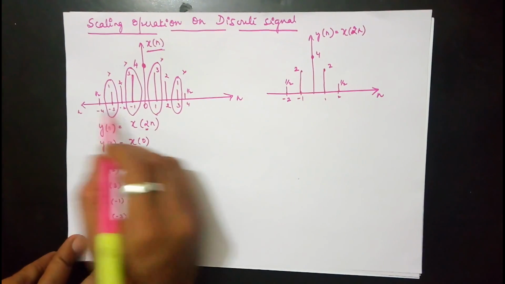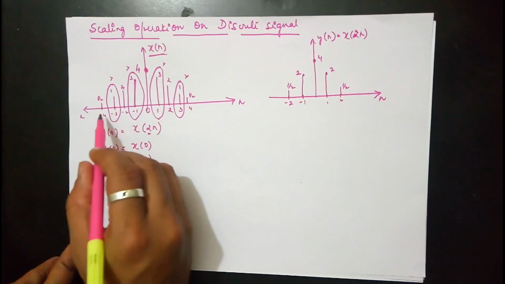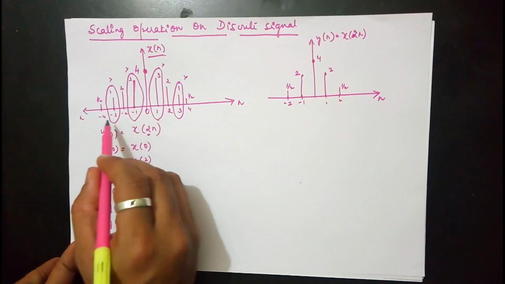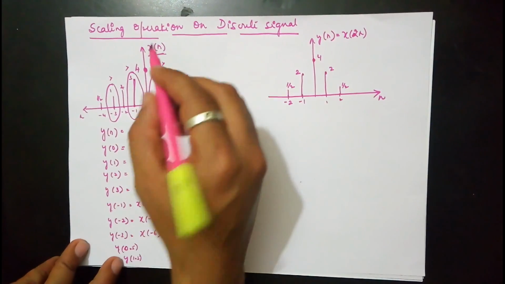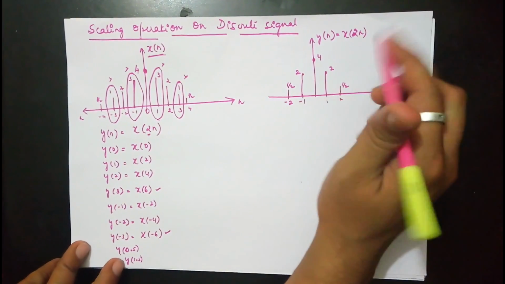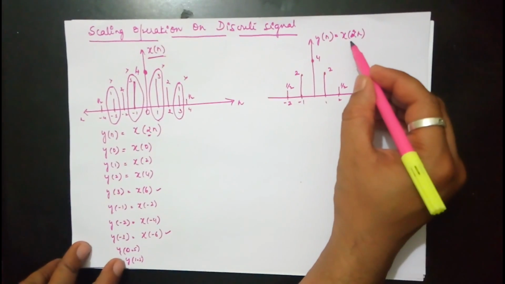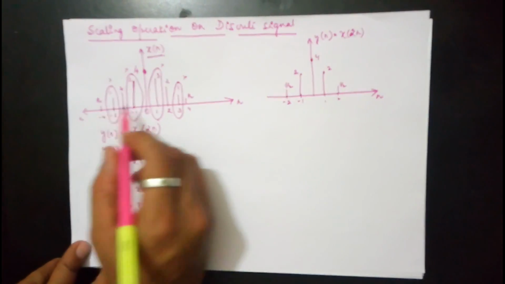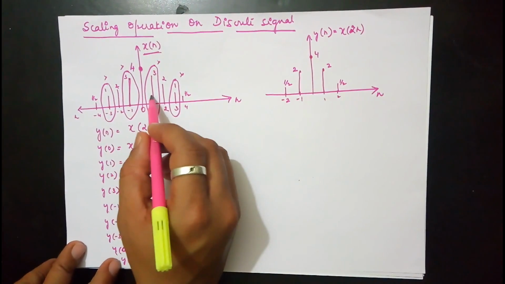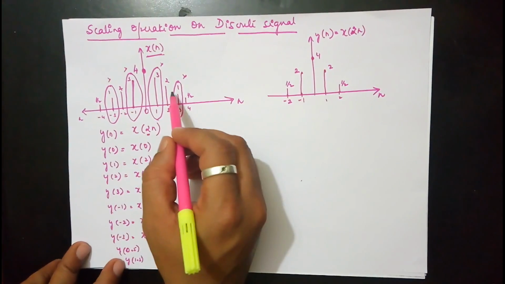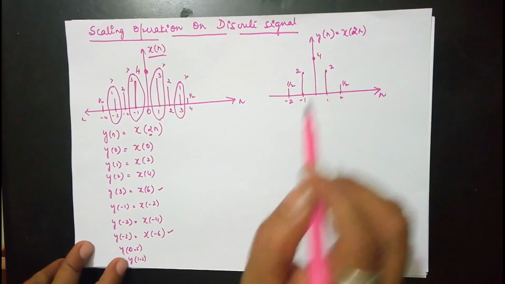That means the n axis consists of only integer values, that is 0, plus or minus 1, plus or minus 2, and so on. So we'll be losing these samples when we scale our input signal by an integer value. That means we have lost 4 samples out of 1, 2, 3, 4, 5, 6, 7, 8, 9. That means out of 9 samples, 4 samples are lost, and we have 5 samples here.